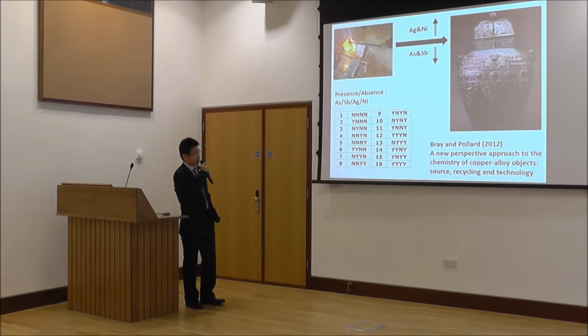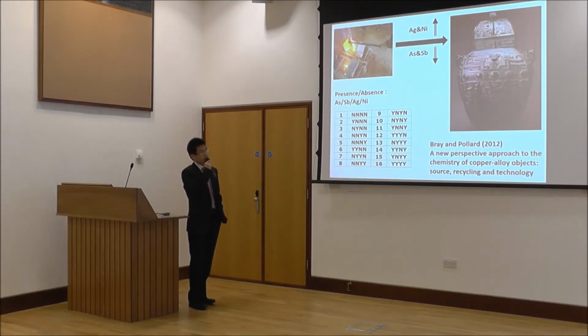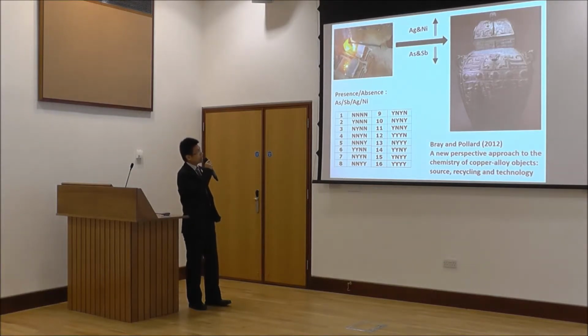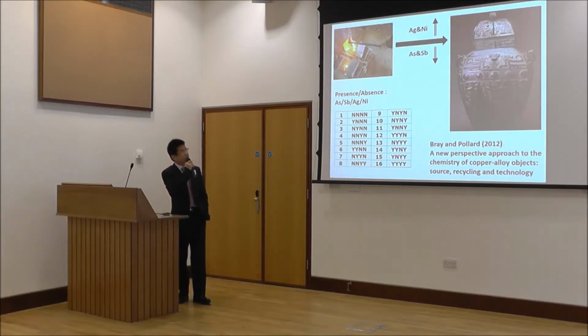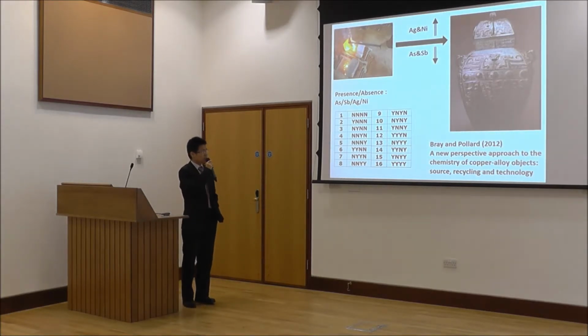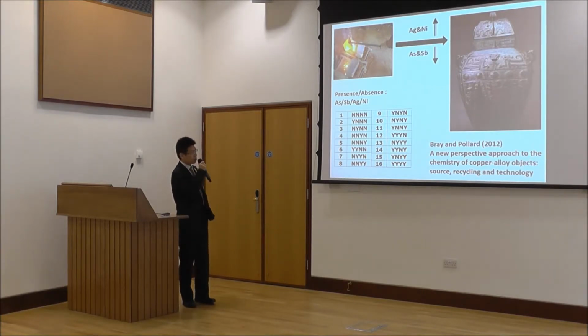The method here basically follows the paper published by Dr. Peter Bray and Professor Mark Pollard here in Oxford. The main argument is that the chemistry of an object is not stable. According to simulation experiments and thermodynamics, arsenic and antimony would drop off in remelting and recycling. By contrast, silver and nickel would increase relatively.